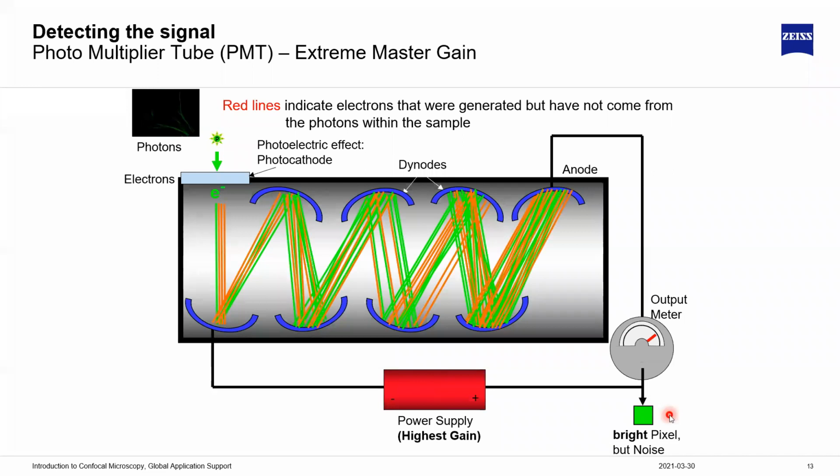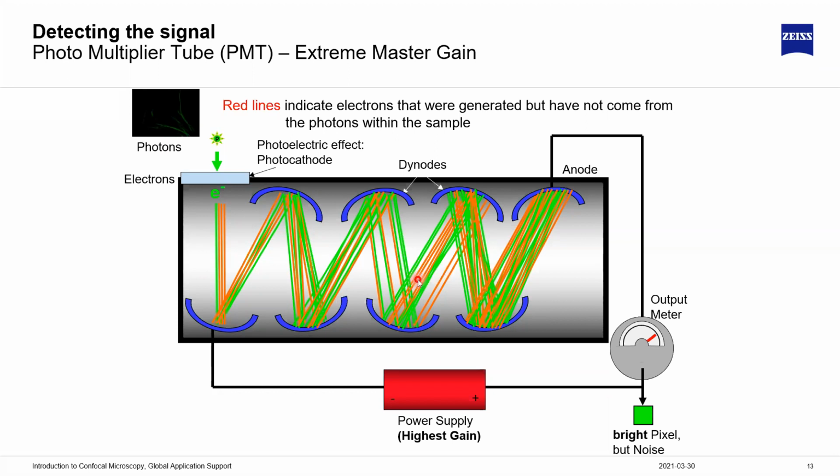However, you should always be careful with putting too much gain into the detector, because if you have a very, very dim sample and you try to just put more gain into the detector to see a bright pixel, you might see the bright pixel, but the signal coming to this bright pixel might not be coming from the sample itself. These electrons that make the pixel at the end are actually being generated inside the PMT. So you should always be careful not to go to, let's say, 100% master gain.